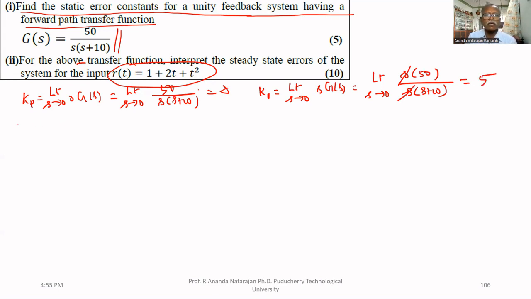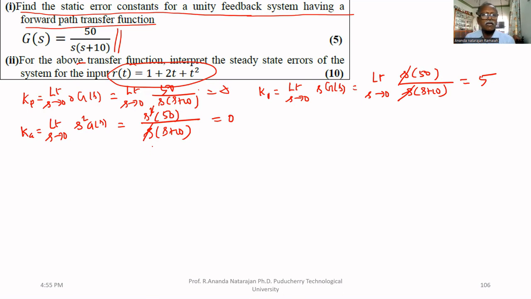Kv, velocity error constant. Acceleration error constant, Ka equal to limit s tends to 0, s square G(s). That is equal to s square multiplied by 50 upon s multiplied by (s plus 10). That is equal to 0. So we got all static error constants.